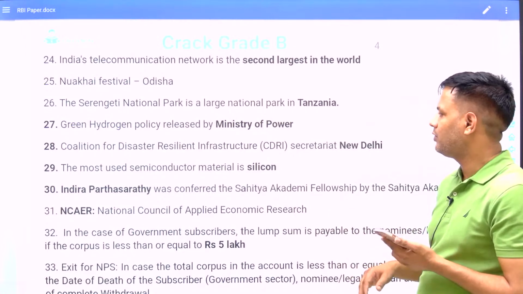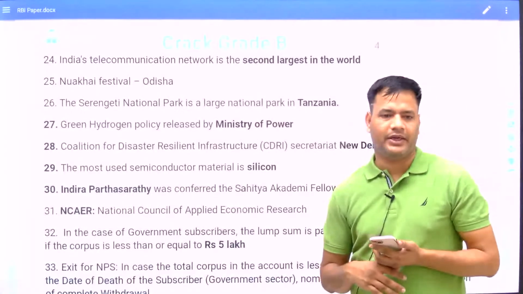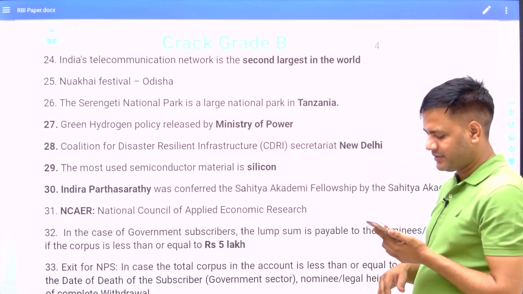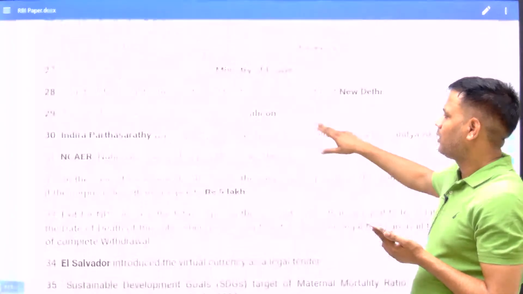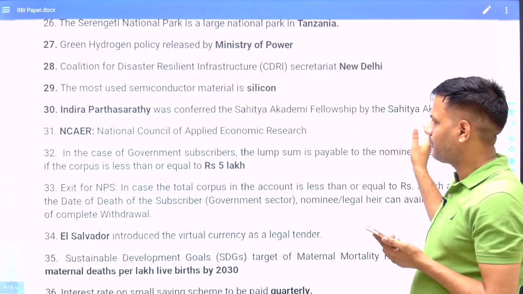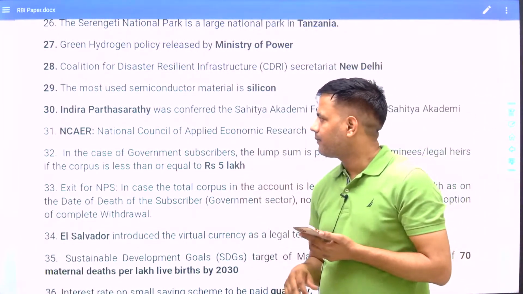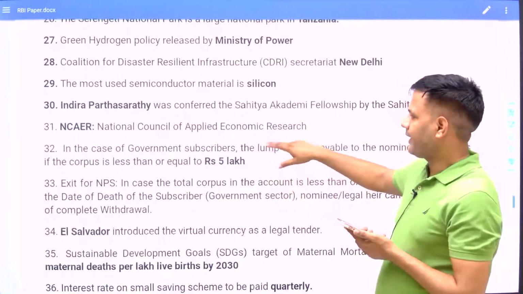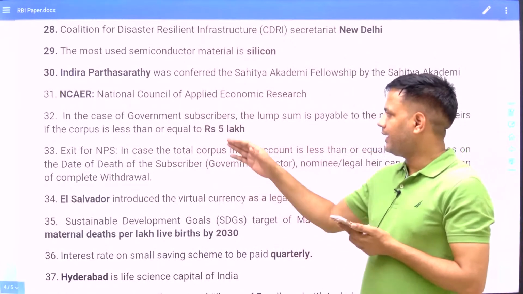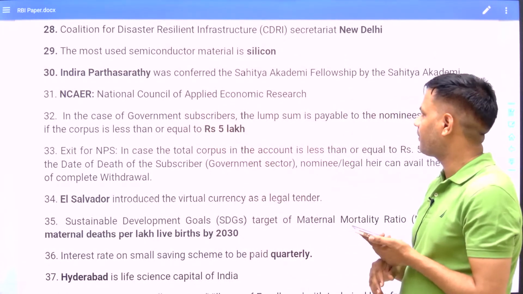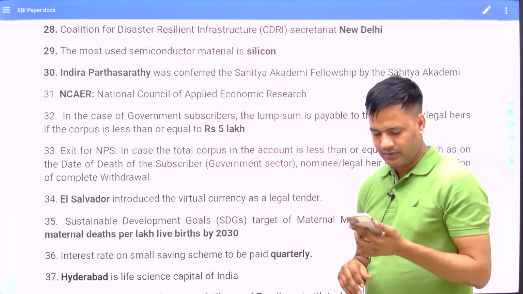The most commonly used semiconductor material is silicon. Who was conferred with the Sahitya Akademi Fellowship? Indira Parthasarathy. Next question, NCAER full form was asked. Simple question, National Council of Applied Economic Research.